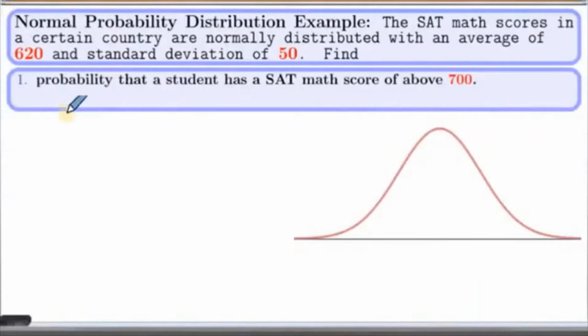First, let's look at the very first problem. So here we are supposed to find a probability that a student has a SAT math score of above 700. So let me make a diagram for this given scenario. We know our mean is 620, which is in the middle here. Let's say our 700 is right here and we are supposed to find this area. What that means is we are supposed to find this probability here.